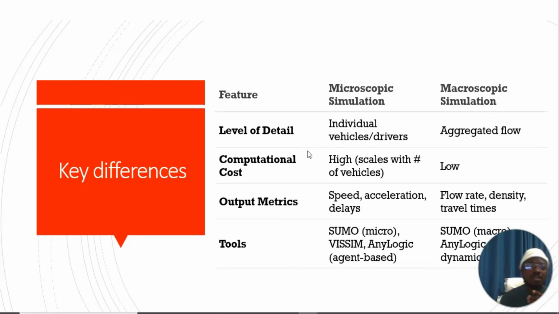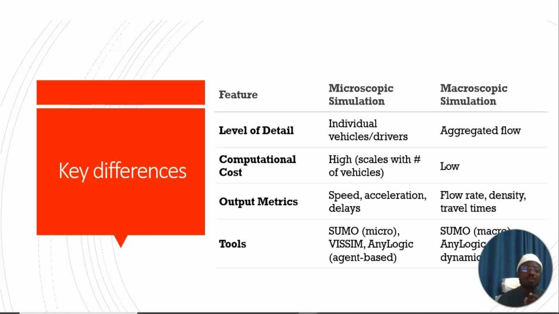What are the key differences between microscopic and macroscopic? I think we already explained that, and that is looking at the individuality. So first of the features is the level of details. We know in microscopic it is individual vehicle driver based, compared to macroscopic, which looks into the aggregate flow, the general flow. It does not pay attention to individuals, but it looks at the general view of it.